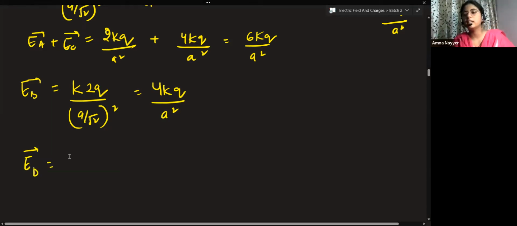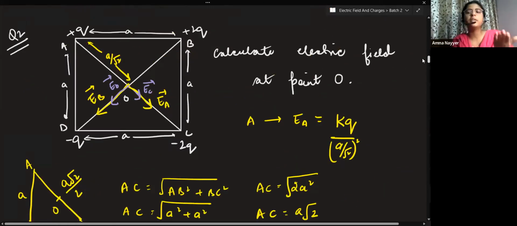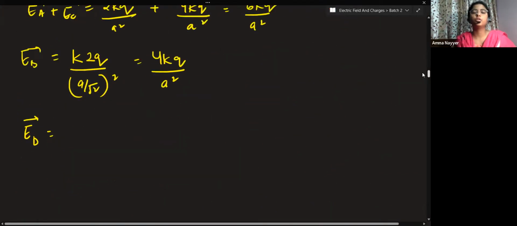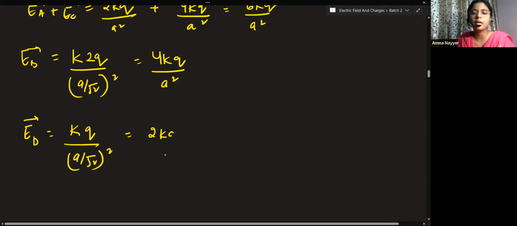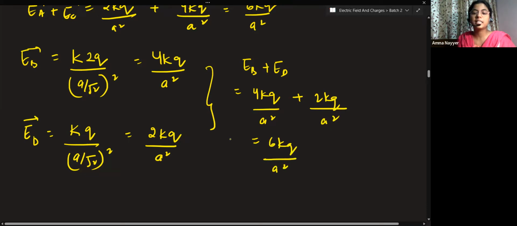ED, rest of the things will be the same. K is the constant, that is the same. Separation is A by root 2 only. Charge will be Q. Instead of taking 2Q, we will be taking only small q. It is minus Q, but we are considering the magnitude only. So it will be K Q divided by A by root 2 whole square. This will become again 2KQ divided by A square. Again, let us take the resultant of them, EB plus ED. This is 4KQ divided by A square plus 2KQ divided by A square. This is again 6KQ divided by A square. This is E1.